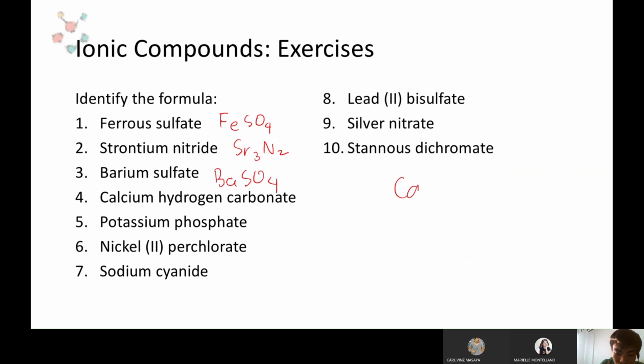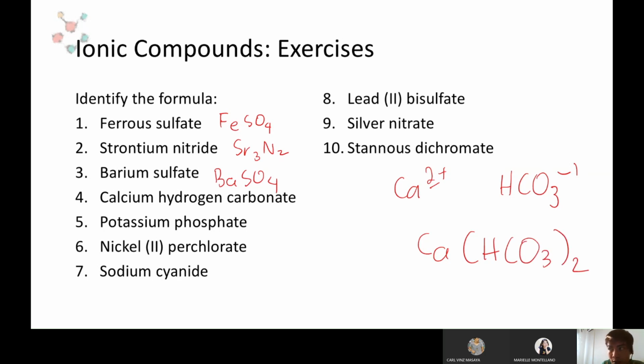So, calcium, group 2 yan, so Ca2+. Hydrogen carbonate, HCO3. Ganun na yung charge ng HCO3. Negative, di ba? Kung titignan yung mga handouts natin. Tapos, crisscross na lang, no? So, yung 2, magiging subscript ng HCO3. Yung 1, magiging subscript ng calcium. So, the formula would be this one. Ca, parenthesis, HCO3, close parenthesis, 2. No? So, yan yung formula natin. Sulat ko lang dito.